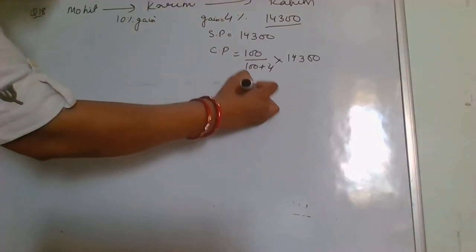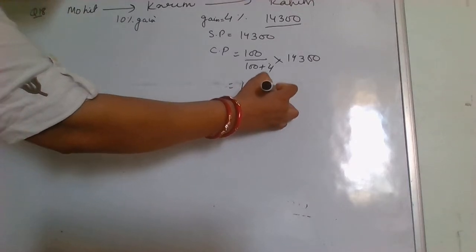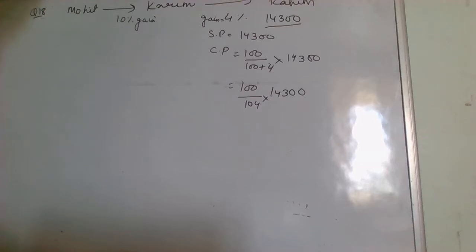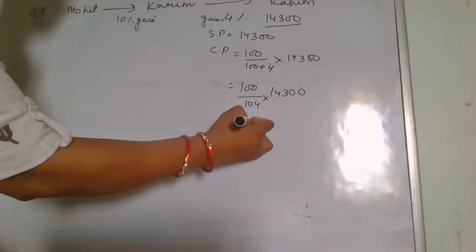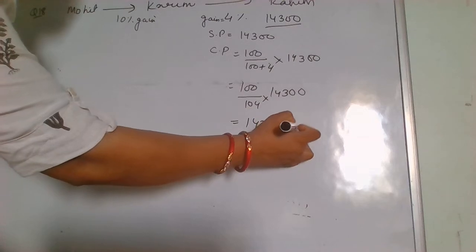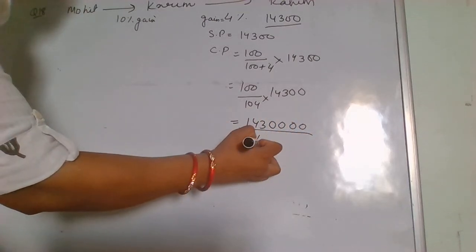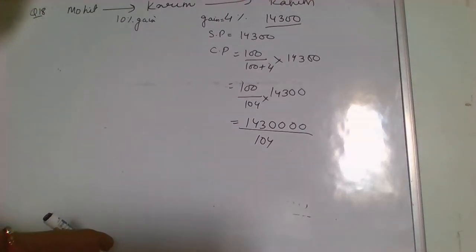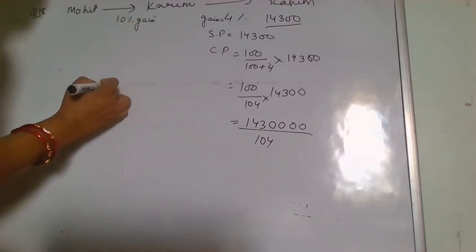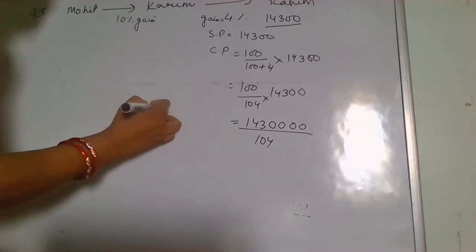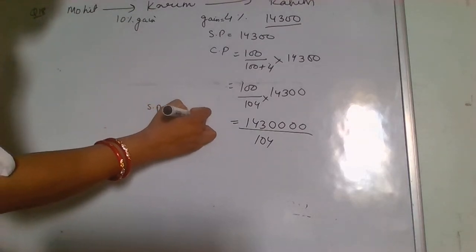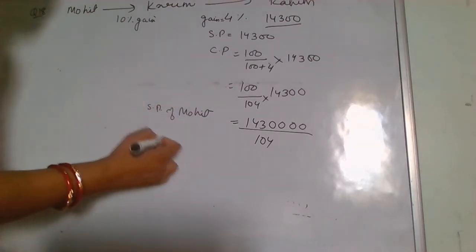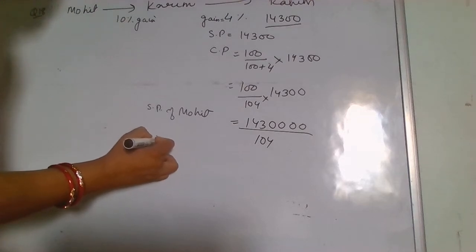So what is the value? It is coming 100 by 104 into 14300. So this value comes out as 143,000 divided by 104. Leave it like that only, because 143 is not a prime number, so not an issue. But you can write over here, this is equal to the selling price of Mohit. Okay, so the selling price of Mohit is this and gain is how much?